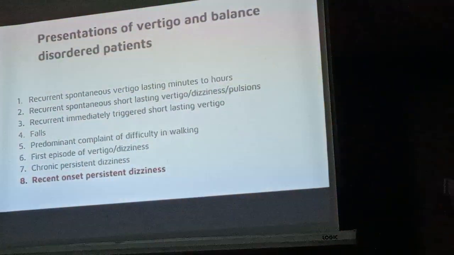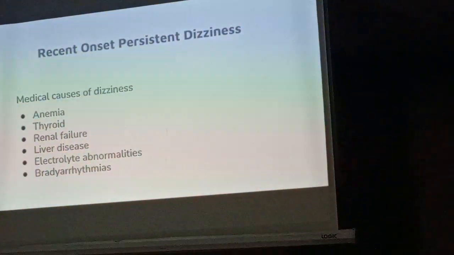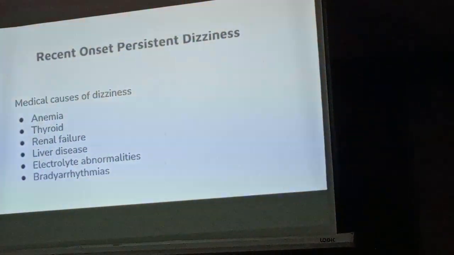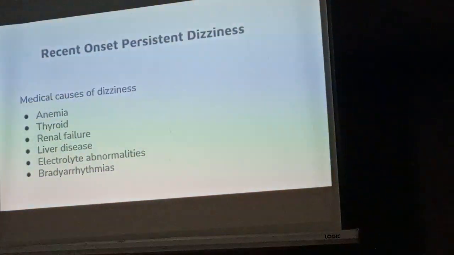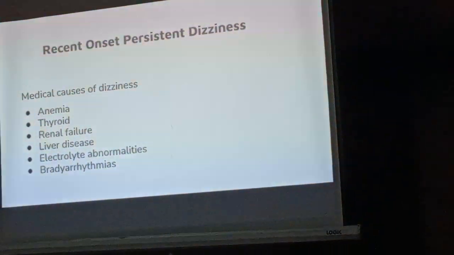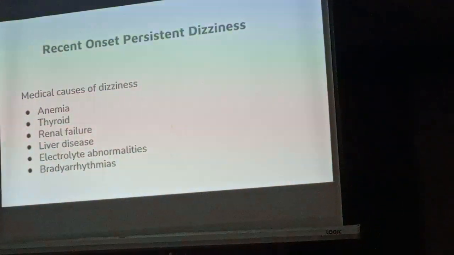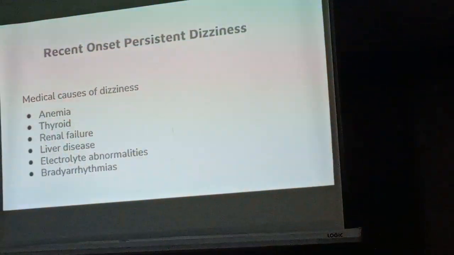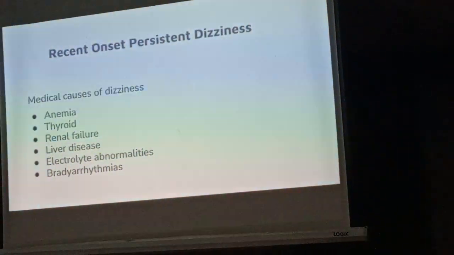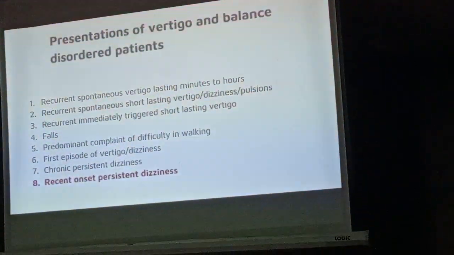Recent onset persistent dizziness, think of all the other medical causes. If you want to investigate the patient, then do all these investigations: anemia, thyroid profile, renal failure, liver disease, electrolyte imbalance, bradycardia. If not getting anything, then try and investigate and find any other causes, probable diagnosis. So that we come to the end.